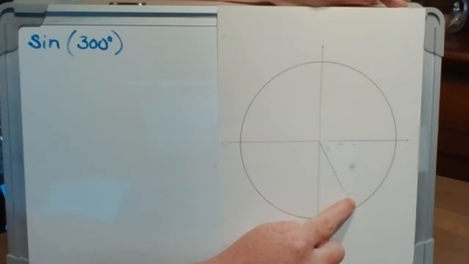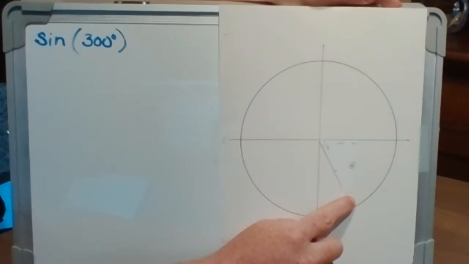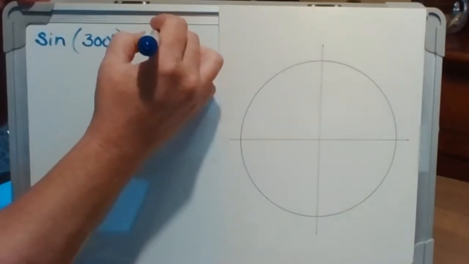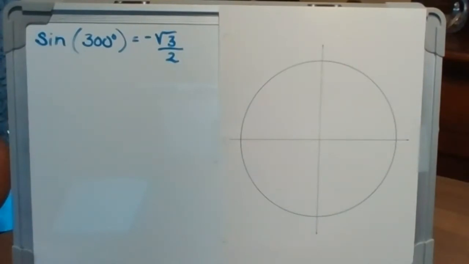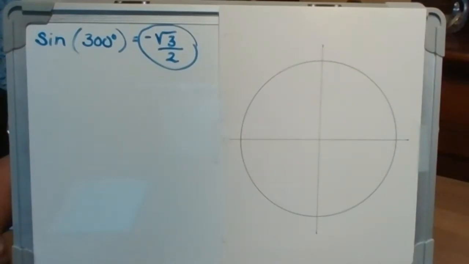Sine is our y value on the unit circle. So looking at the y side of our triangle, what is that value? Negative square root of 3 over 2. It's square root of 3 over 2, but since we're in the fourth quadrant, the y value is negative, so we get negative square root of 3 over 2. Questions so far?